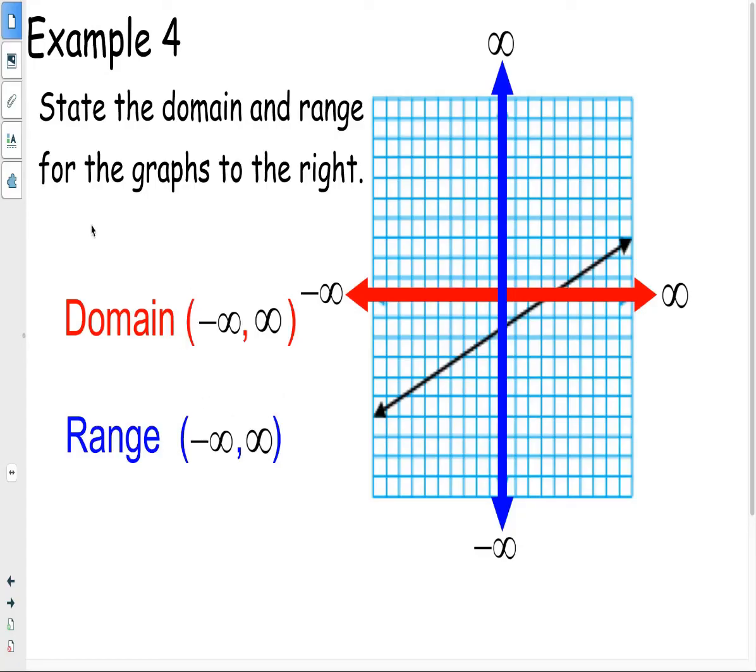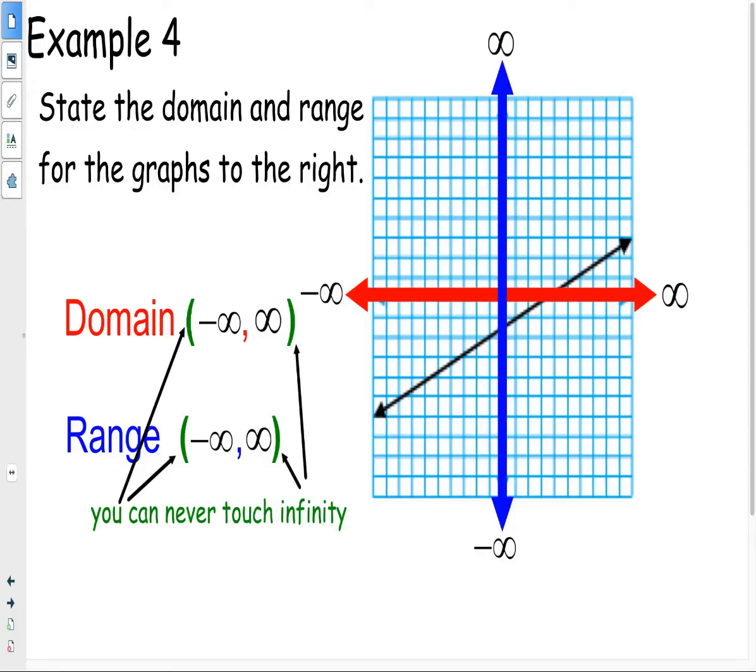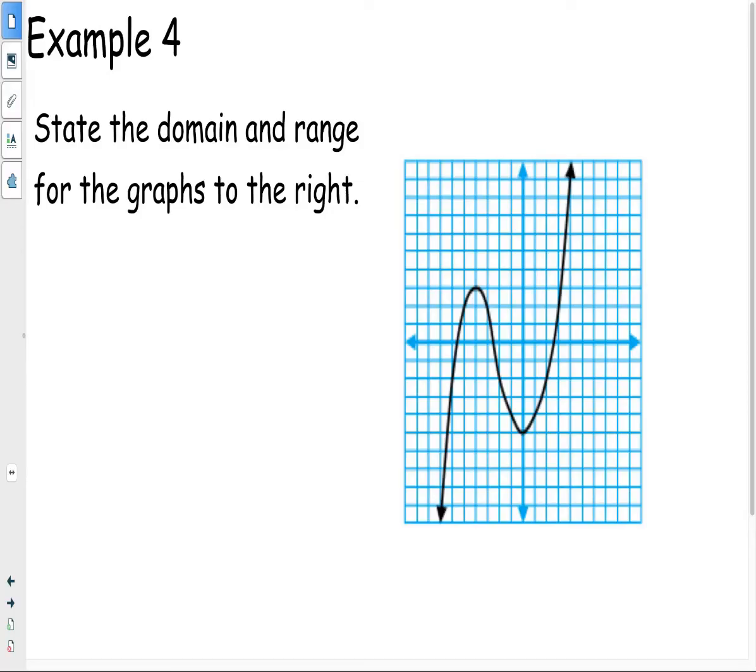Notice how they both have parentheses because you cannot touch infinity. Never, ever, ever, no matter how hard you try. Go ahead and try your best on example 4.